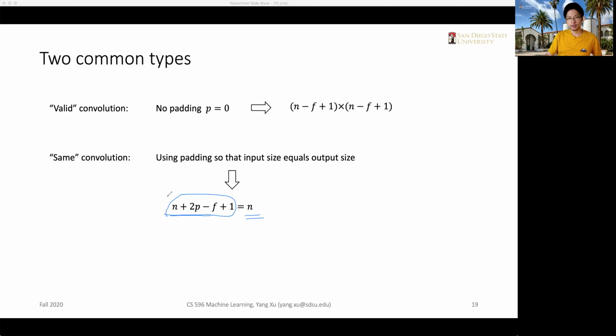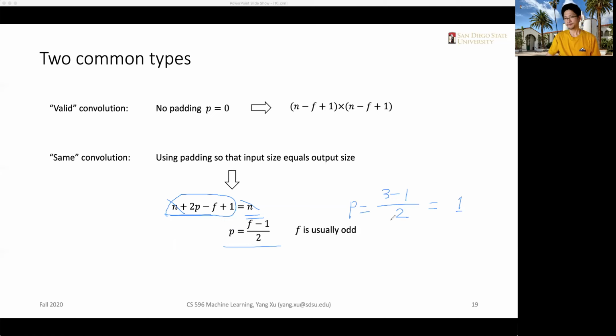Okay, so if we use this equation and eliminate n, that gives us that the padding should be (f minus 1) over 2. Going back to the example we used, the filter is 3 by 3, so (3 minus 1) divided by 2 is 1. So if the filter is a 3 by 3 filter and we don't want to change the input size, then we basically need a padding of size 1.